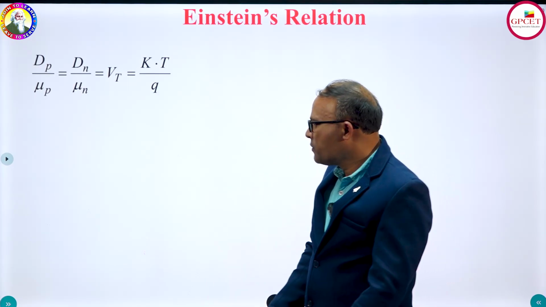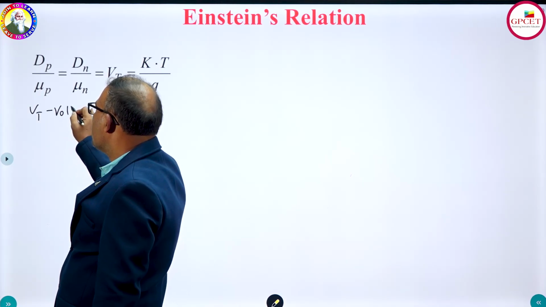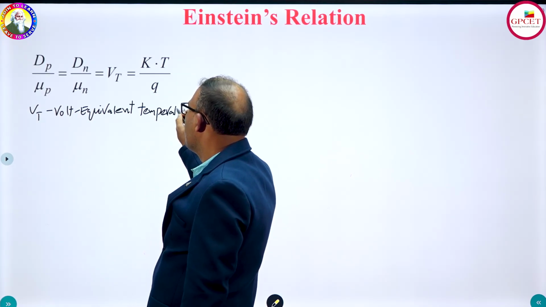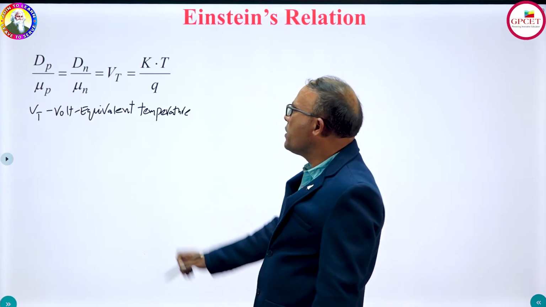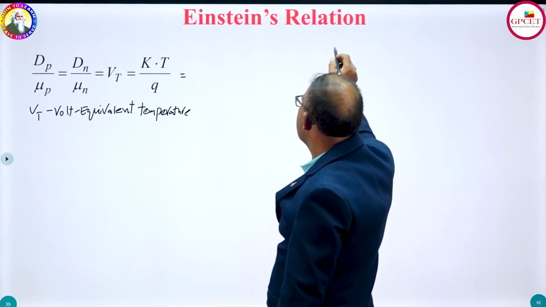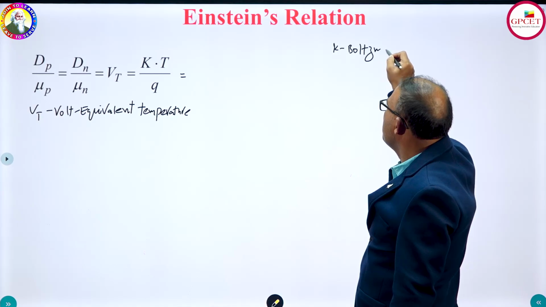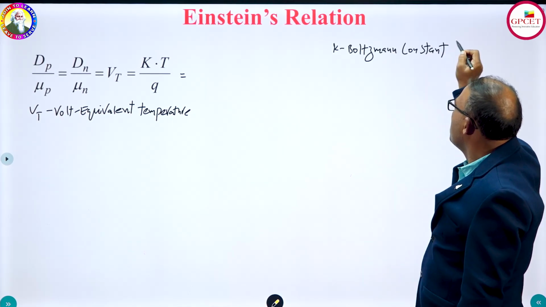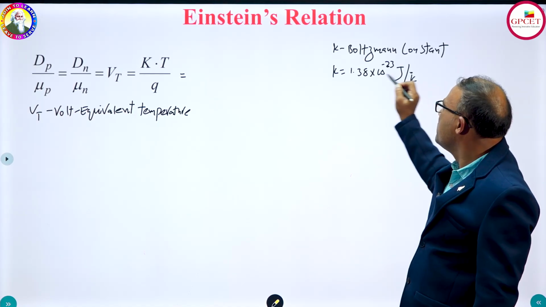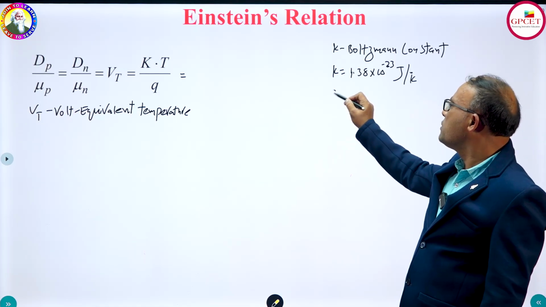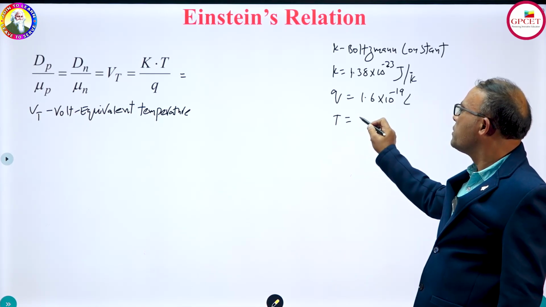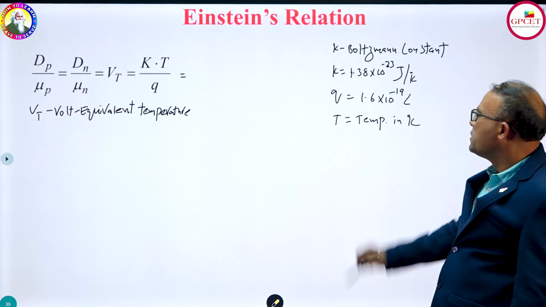Vt is called the volt equivalent temperature, and it is given by Vt is equal to kT by q. This is the formula for volt equivalent temperature, where k is called the Boltzmann constant, and it is given by k is equal to 1.38 into 10 power minus 23 joules per degree Kelvin. And q is the charge of the charge carrier, equal to 1.6 into 10 power minus 19 coulombs, and T is the temperature in degree Kelvin.